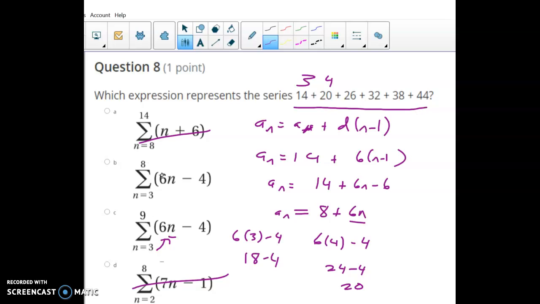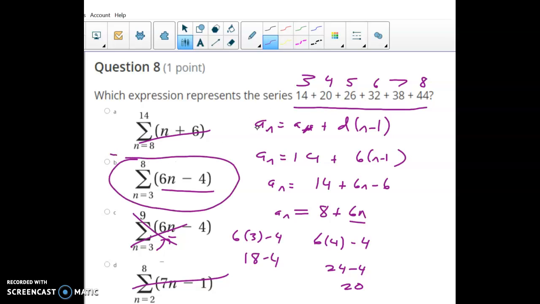So then I thought, okay, but the only difference between B and C is one goes from position 3 to 9, and one goes from position 3 to 8. So if I label these, I go 3, 4, 5, 6, 7, 8. They both start with 3, but we only go up to the 8th term. So this one would not be right because that one's saying sum up to the 9th term for this formula. So we want to stop for this formula at the 8th term. That gives us this as our answer.